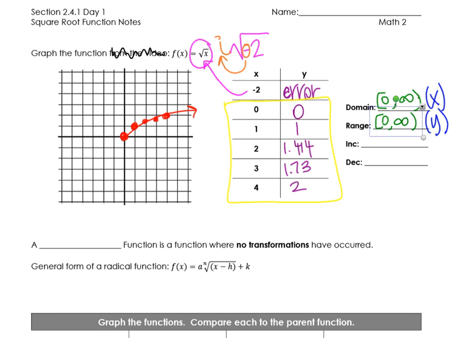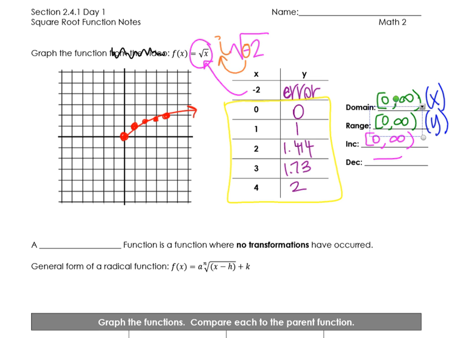Okay. Now, increasing and decreasing hasn't changed. If you read like a book, left to right, you start at 0, 0, because that's where your graph starts. If you were to walk along that line, you're going uphill the whole time. So you're increasing from 0 to infinity. This is never going to stop increasing. You are never going to be decreasing here. Your numbers are never going to get smaller. So I would just put a line there. It's never going to be decreasing. Okay.